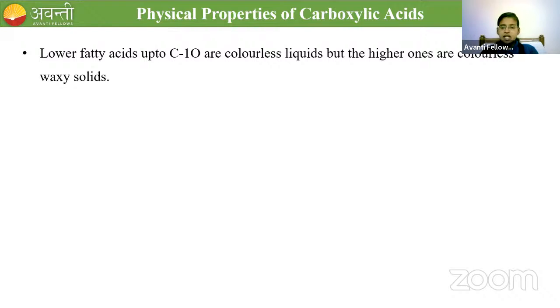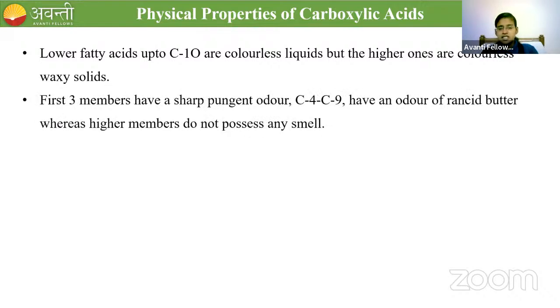Okay. And coming to the next point, next is about the smell. First 3 members have a sharp, pungent odor. Pungent means bad smell. And carbon number 4 till carbon number 9 have an odor of rancid butter. Rancid butter means rotten fish, rotten egg kind of smell. Okay. So it will not be good. Whereas higher members do not possess any smell. If you go more than 9 carbon, they won't have any smell. Okay, this is about the odorless.